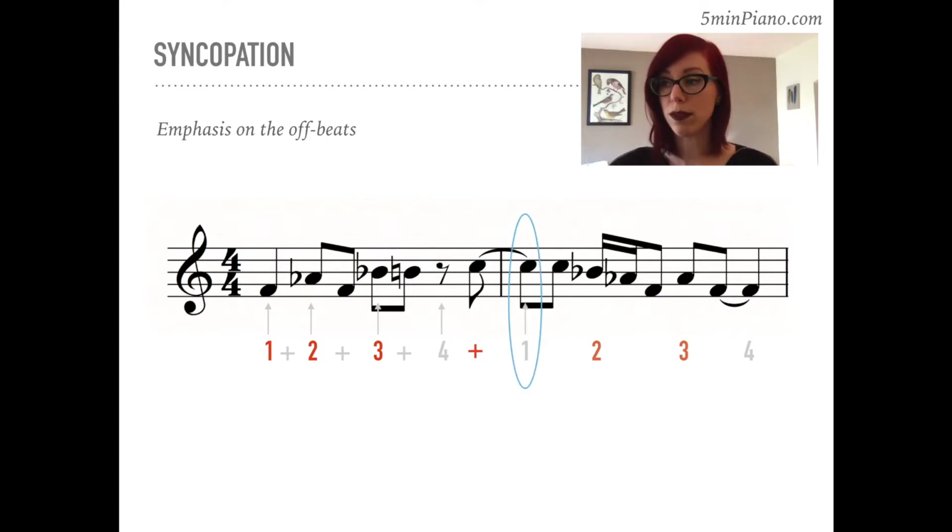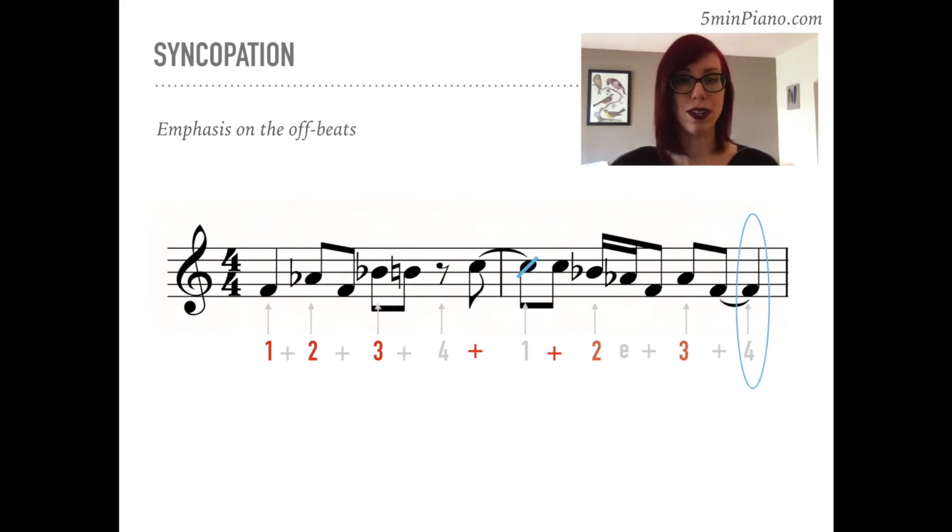Then beat 1 of the next measure, the most important beat of the measure, is a tie, so essentially nothing is happening on that beat either. Beats 2 and 3 are fine, but beat 4 is also a tie. A player would emphasize the offbeats while playing this, like this.